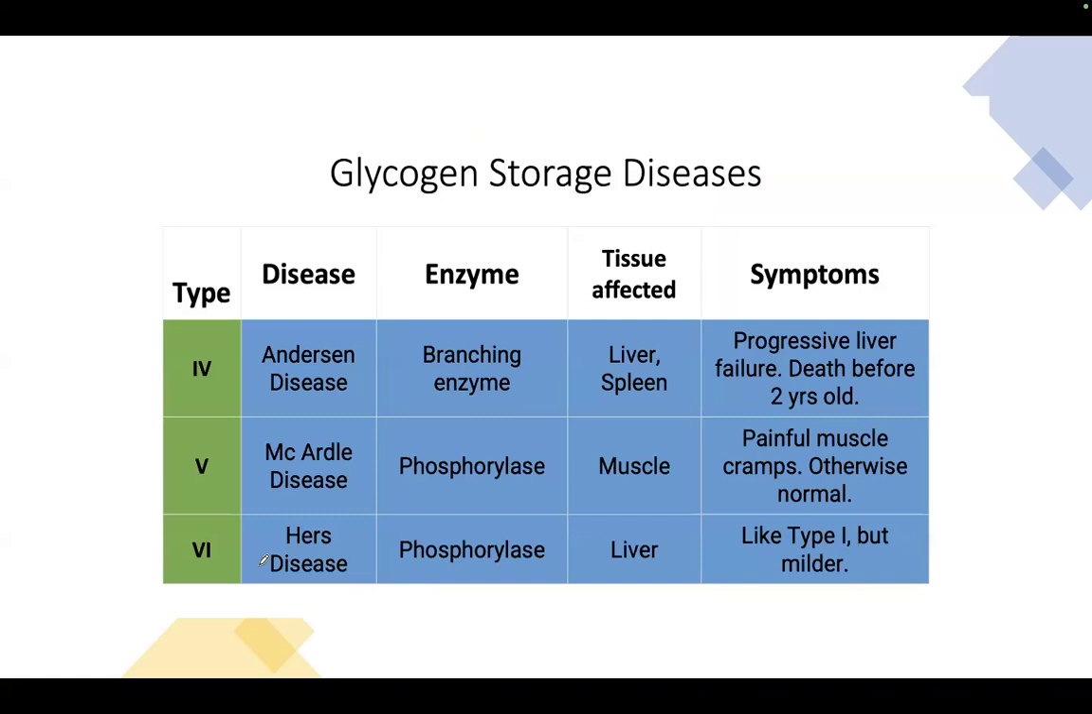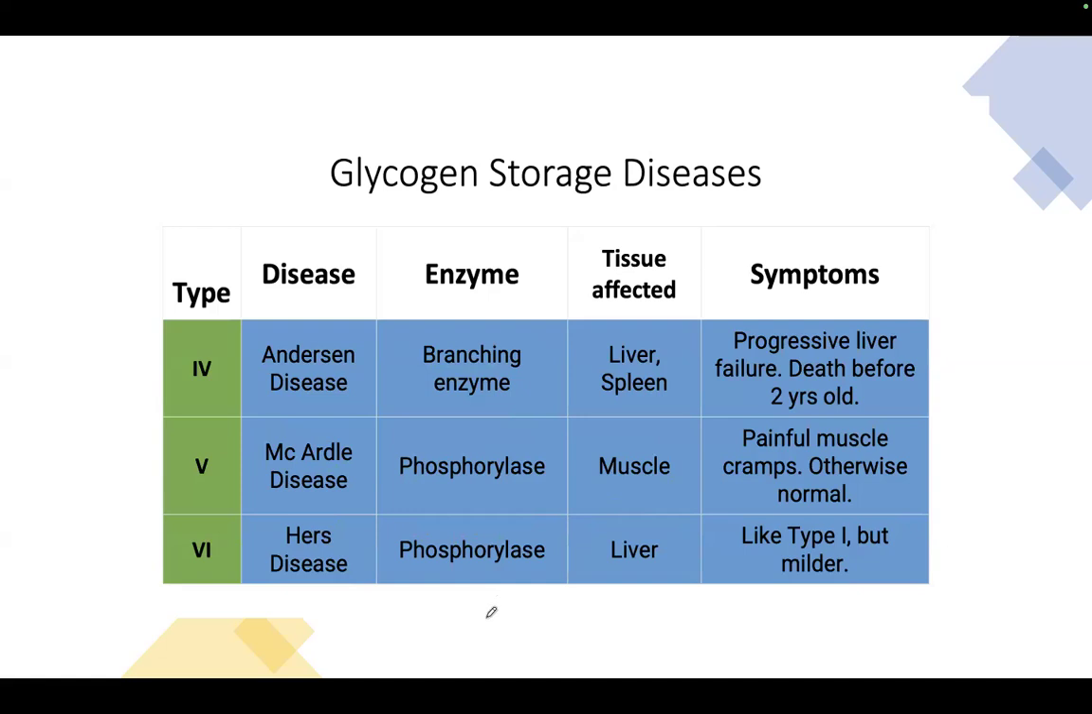Now, Anderson's disease is type 4. The problem in Anderson's disease is the branching enzyme. McArdle's disease, the problem here is muscle phosphorylase. Her's disease, this is hepatic phosphorylase. So take note, McArdle, muscle phosphorylase. Her's, this is hepatic phosphorylase. Muscle, then the liver.